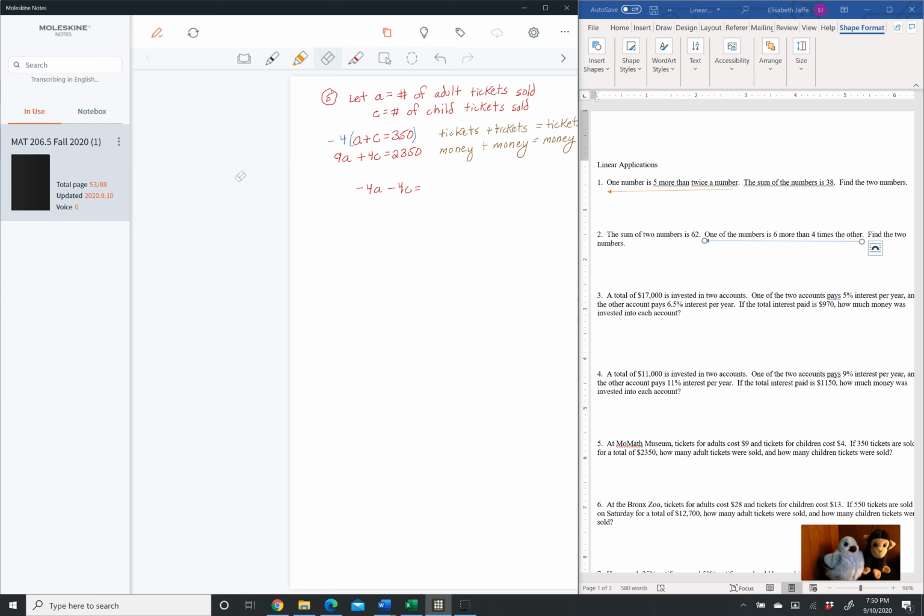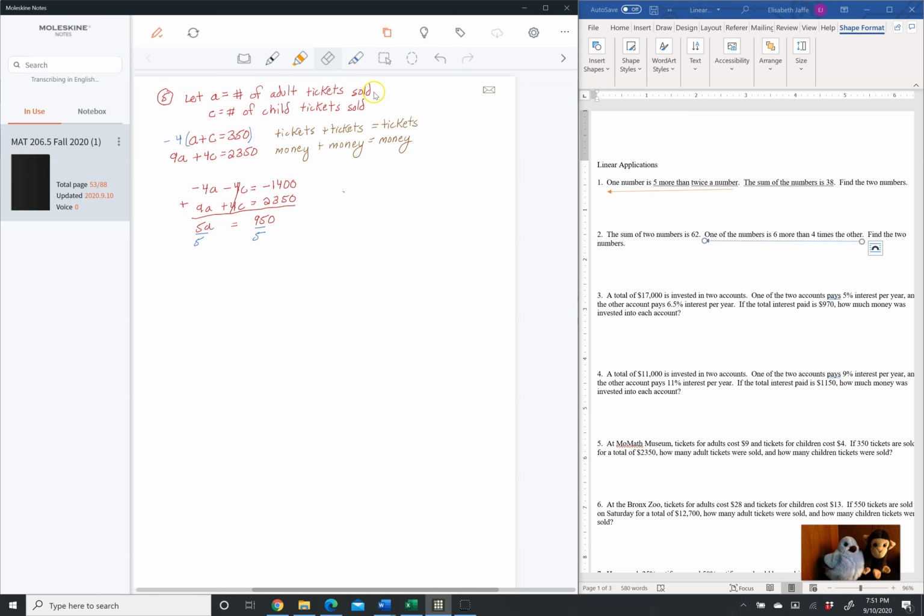So now we could find a. We divide both sides by 5. 950 divided by 5 is 190. And then the number of child tickets is just 350 minus 190, which gives us 160. And remember, we're looking for the reasonableness of our answer.